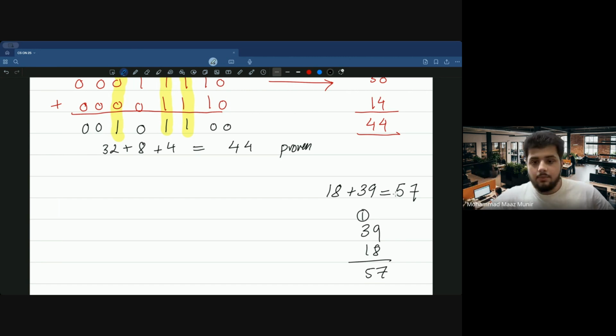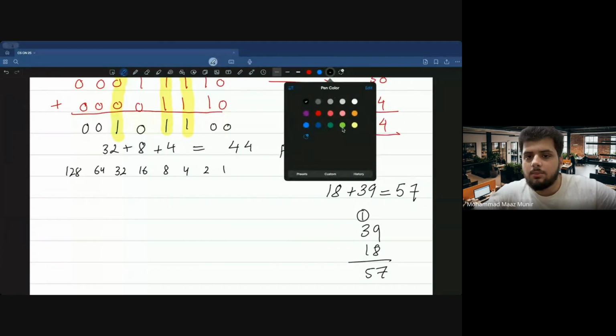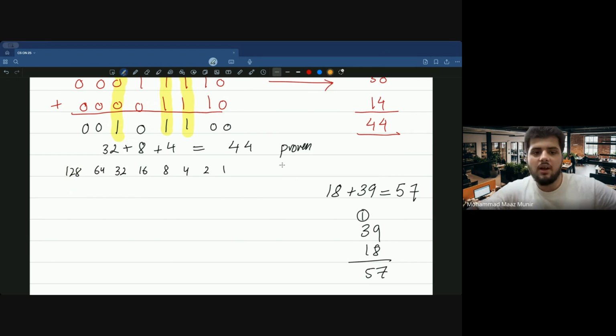So 57. Let's make the binary value for 18 first. 1, 2, 4, 8, 16, 32, 64, 128. And guys, we haven't used a new pen color. Let's change the color. It's important. Let's do it in orange. Okay, so we haven't used orange. Thank you, Saifullah, for explaining it for the others. So we have 18, right?